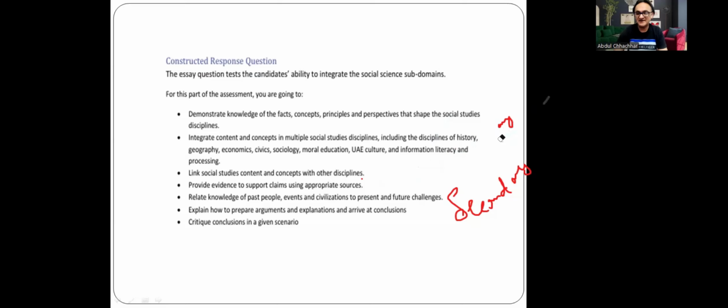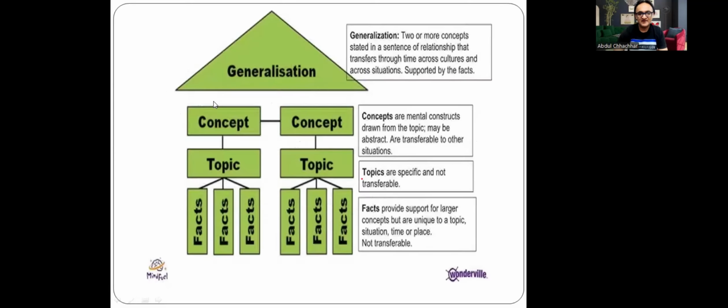Now, second part, they said facts, concepts, and all these things, principles. When designing curriculum, it is a pyramid. This is a pyramid.